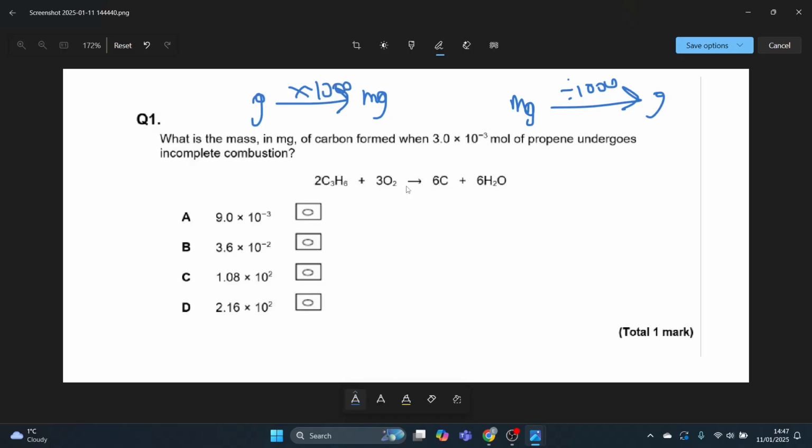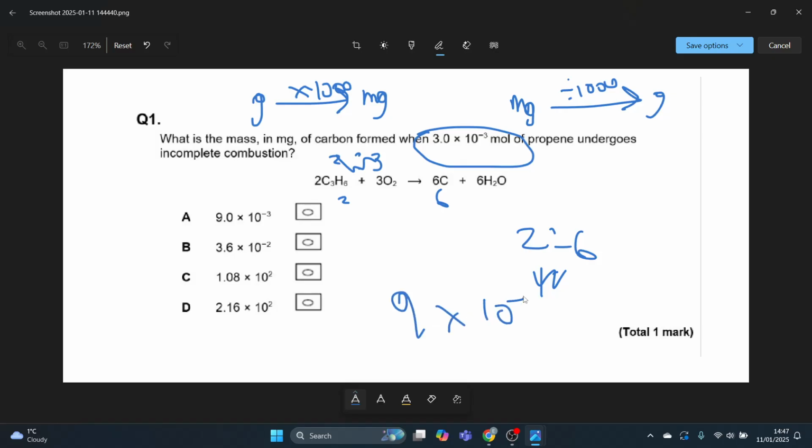What is the mass in milligrams of carbon formed when this much propene undergoes incomplete combustion? So I've got the moles of propene. For the mass of carbon formed, I can see it's a 2 to 6 molar ratio. We can simplify it to 1 to 3, but there's no point. So to find the moles of carbon, all I'm going to do is 3.0 times 10 to the power minus 3, times 3, which gives 9 times 10 to the power minus 3, and that is the moles of carbon.